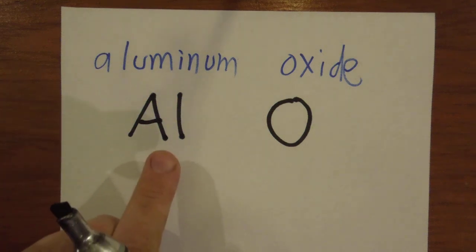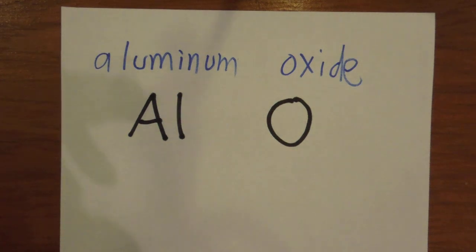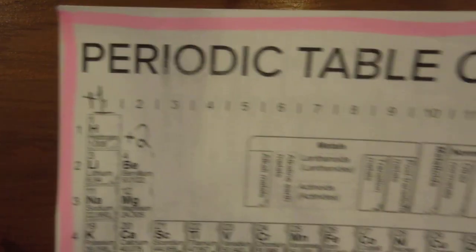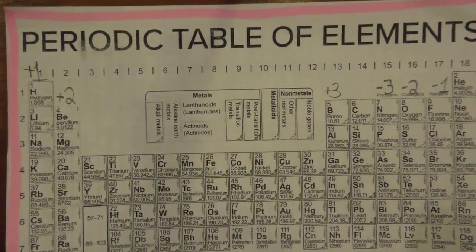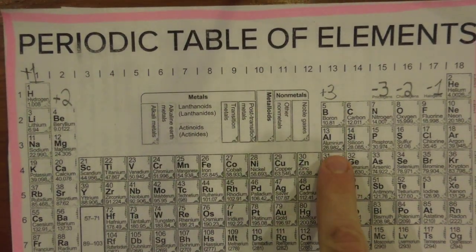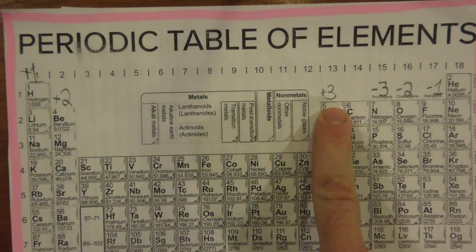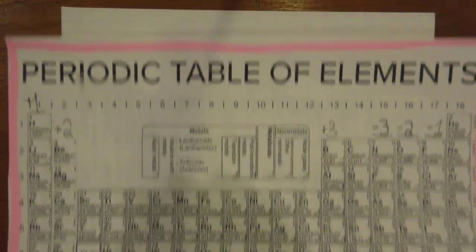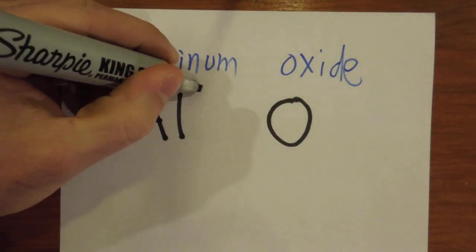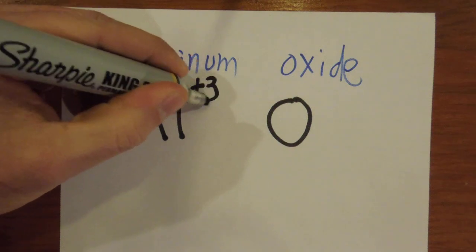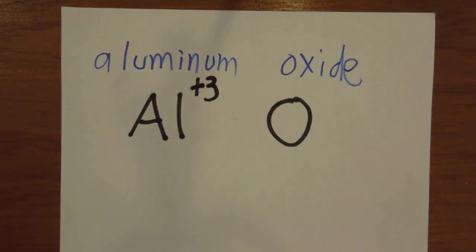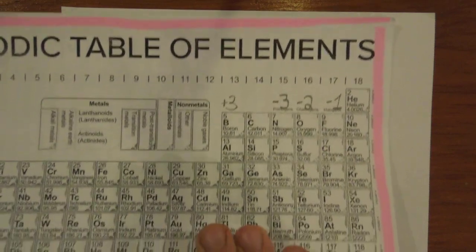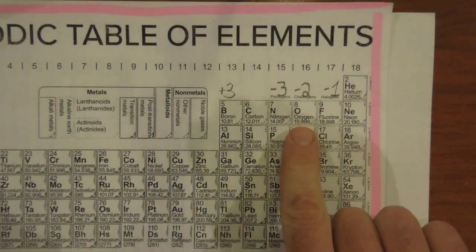Step 2, let's figure out what the charges on these ions will be. Well, if we use the periodic table that we have labeled here, we'll go find aluminum. There he is. And he's in the column where the ions are +3 charged. So we'll put a little +3 in the upper right-hand corner of aluminum as a superscript. What about oxygen? There's oxygen.